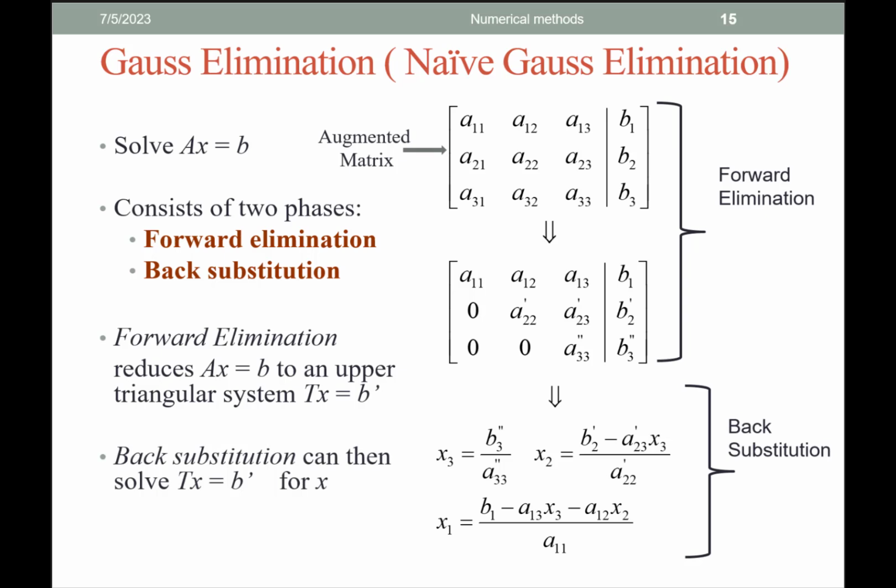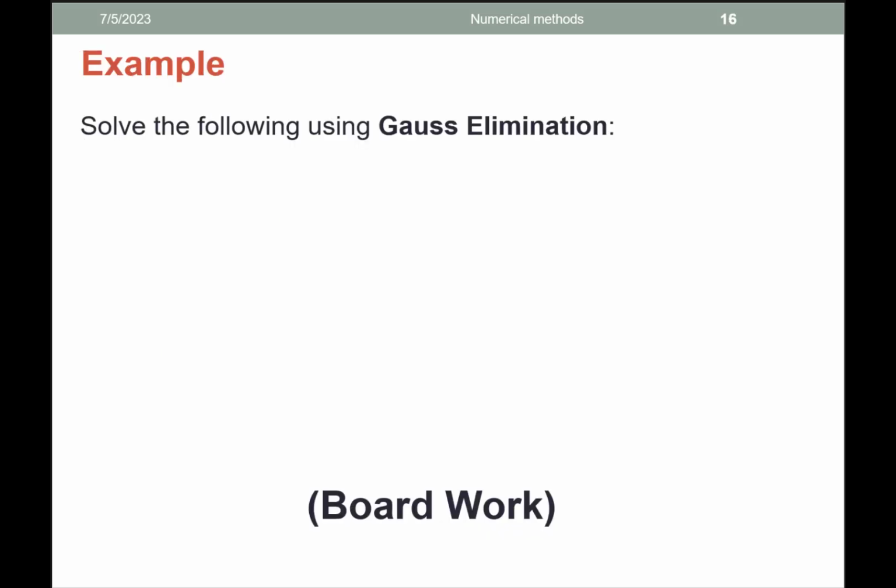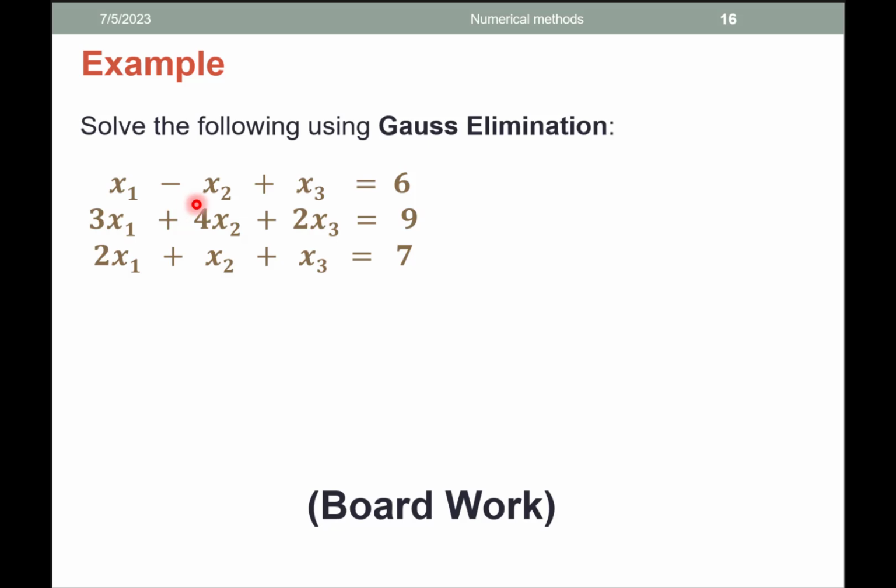One thing to note here is these primes essentially mean that these values are not the original values, in this slide. So let's do a board problem. We're going to solve the following set of linear equations. We have 3 equations, 3 unknowns, and we're going to transform this into an augmented matrix, do forward elimination, and then do back substitution.